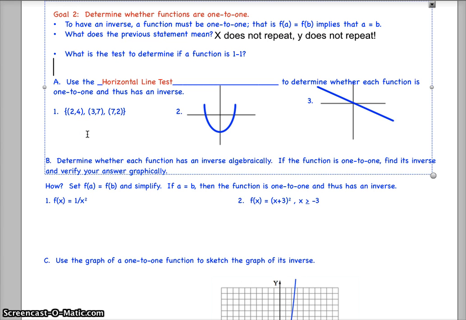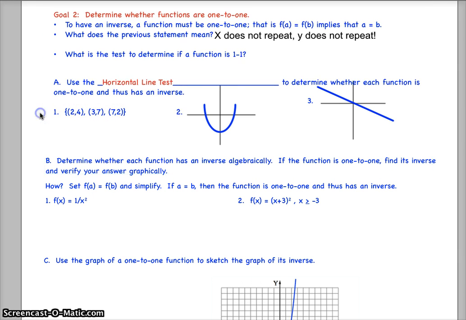Okay? All right, so let's look at number 1: (2, 4), (3, 7), and (7, 2). You could graph these points and perform the horizontal line test. Or you could check, does 2 repeat anywhere in another x coordinate? No. Does the 3 repeat in another x? It does not, nor does the 7. Now check the y coordinates. 4 does not repeat, 7 does not repeat, and 2 does not repeat. So this function is one-to-one.